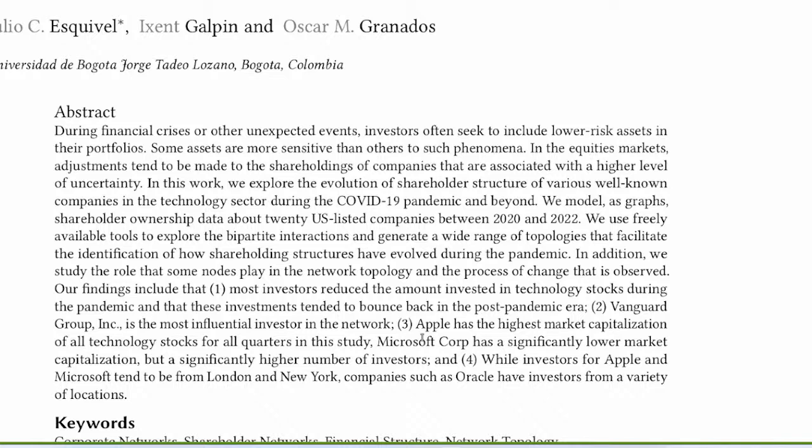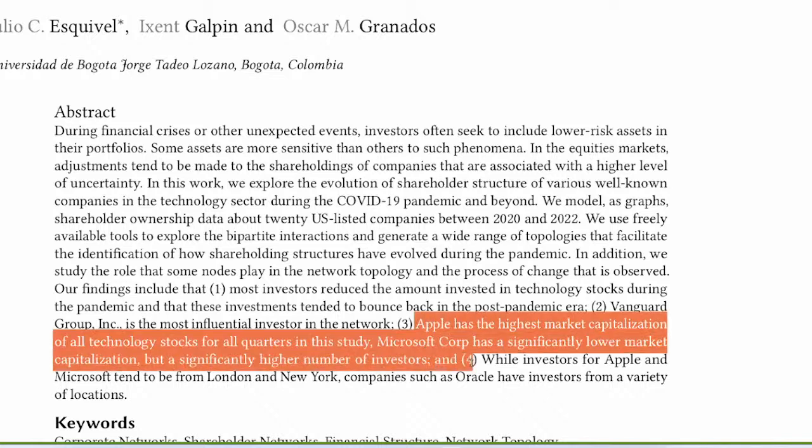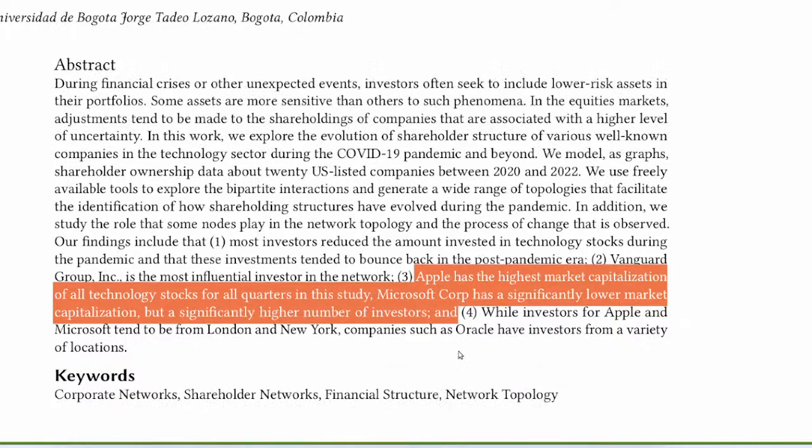The investor with the highest influence, we could say, is Vanguard. We found that Apple is the company with the highest number of investors. And we also found about the geographical diversity that Apple and Microsoft tend to have the main focus of investors from London, New York, whereas with Oracle, there's a much broader diversity of geographical locations.